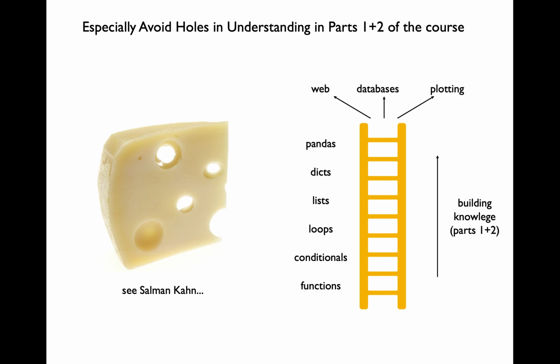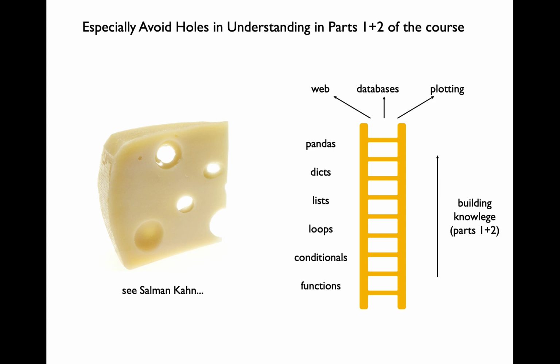Let me give you an analogy which Salman Khan from the Khan Academy has come up with, comparing Swiss cheese to education. Swiss cheese, as you know, has a lot of holes in it. The hope and expectation is that you will not have any holes in any of the topics that are covered in parts 1 and 2 of this course. The main reason for that expectation is that the topics in parts 1 and 2 build on top of each other like the rungs of a ladder. You'll not be able to understand the higher rungs of the ladder if you don't have a good grasp of the lower rungs of the ladder. So I would strongly encourage you to keep working on the initial set of topics in order to make sure that you have full understanding of them.